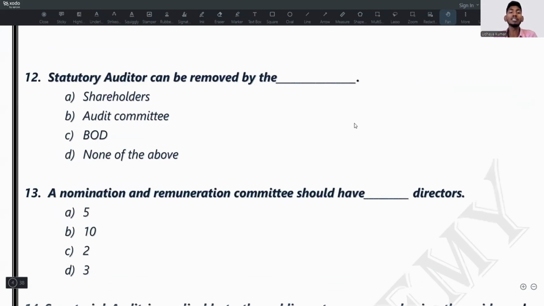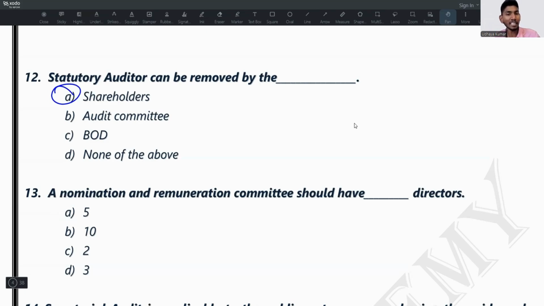Moving to the next question: statutory auditor can be removed by the, you already know the answer. Statutory auditor can be removed by whom? Definitely by passing a resolution by shareholders in the general meeting. The prior approval of the central government is also required for removing an auditor before the term ends, as per Section 140, which we have discussed in our regular classes. You must try to recollect all those points.